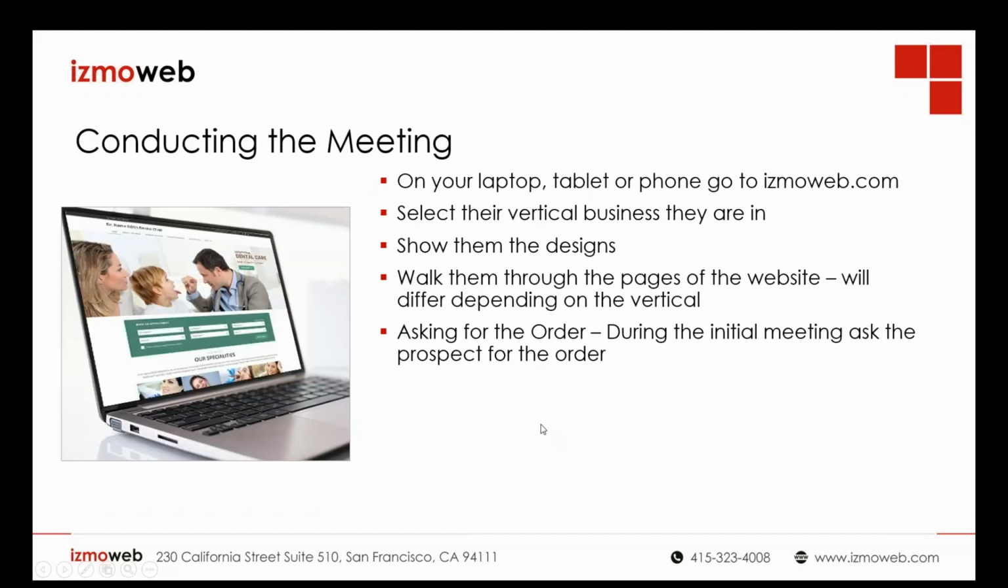When you're in the meeting itself, you're going to want to show them the izmoweb website on your laptop, tablet, or your phone. So you're going to want to go to izmoweb.com, select the vertical segment that they are in, show them the various different designs, ask them which designs they like the best, and walk them through the various different pages of the website.